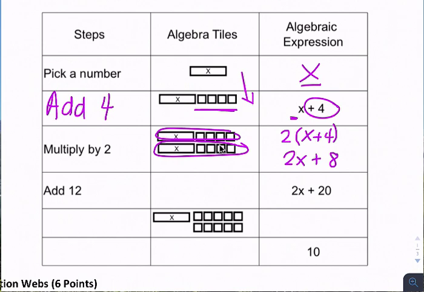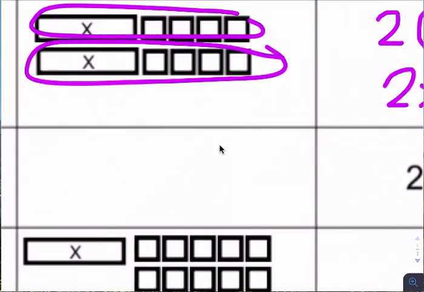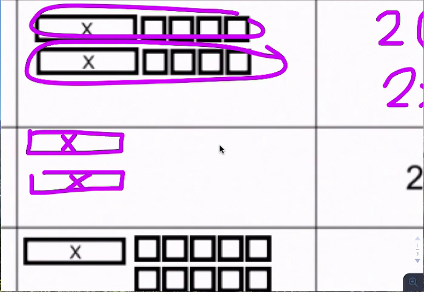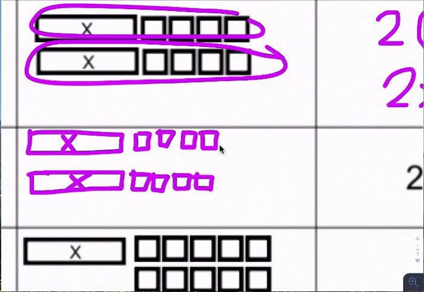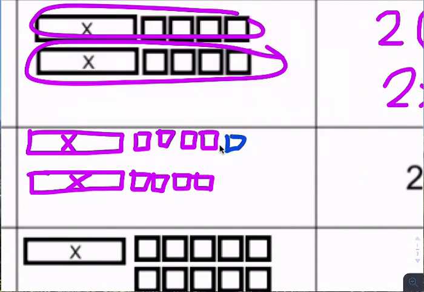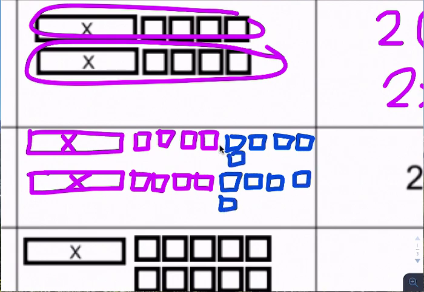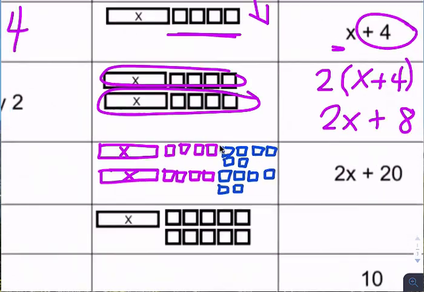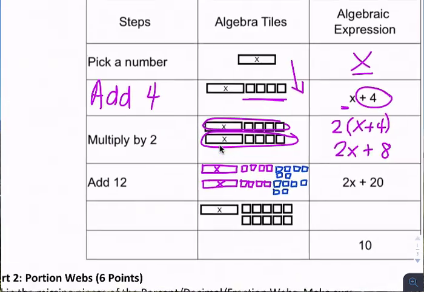Alright, so now our next step is to add 12. To get from 8 to 20, we're adding 12. So we are taking our 2x's and our 8 ones, and then we're going to add on 12 more. 4, 5, 6, 7, 8, 9, 10, 11, 12. Okay, so now we can see that we have 2 x's and we have 20 ones.